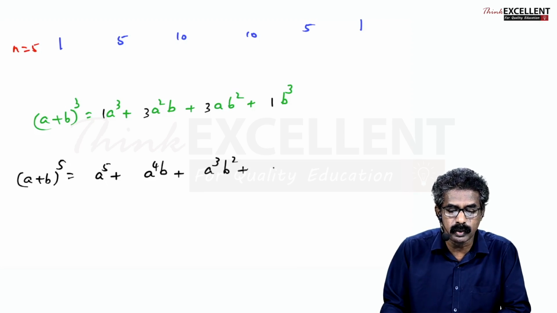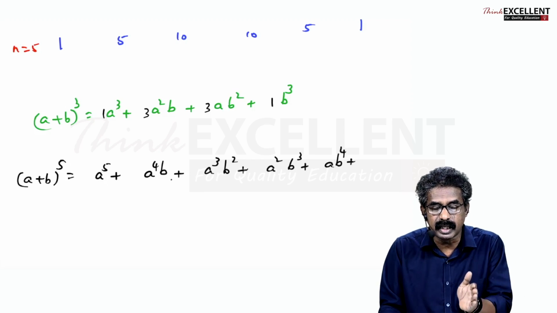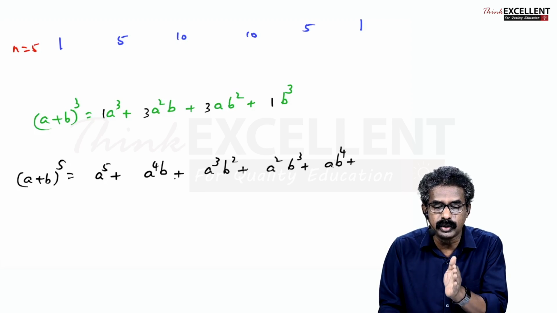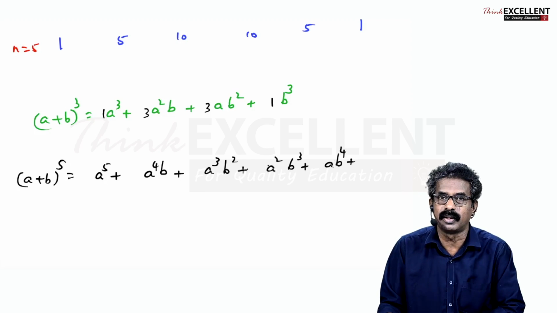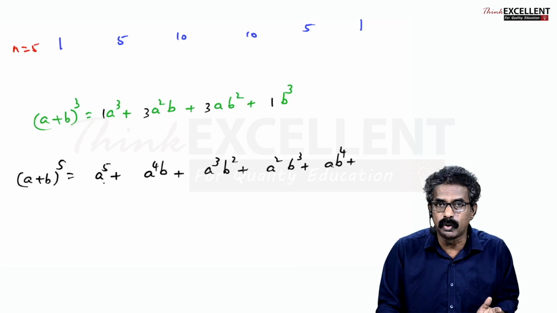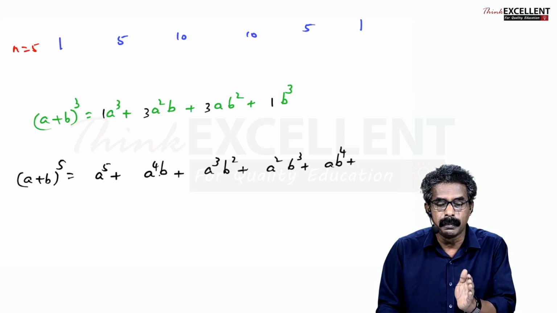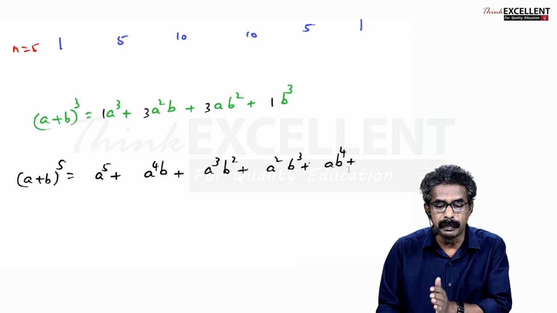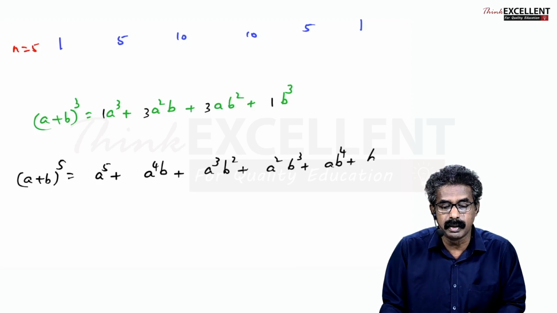Then a power reduces by one more, a square. Increase b power, b cube. Then a power reduces one more, a. B power increases one more. Next, a you don't write. A raised to 5, a raised to 4, a raised to 3, 2, 1, nothing. Don't write a. B, in the first one there is no b. Then b raised to 1, b square, b cube, b raised to 4. Then the maximum b raised to 5.